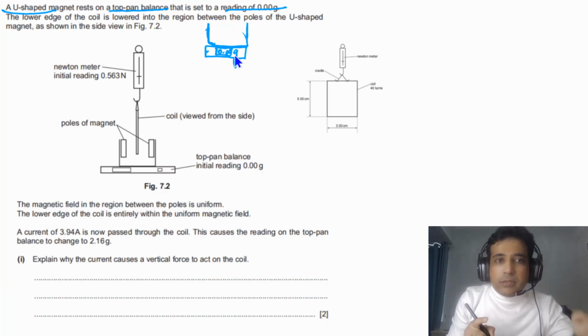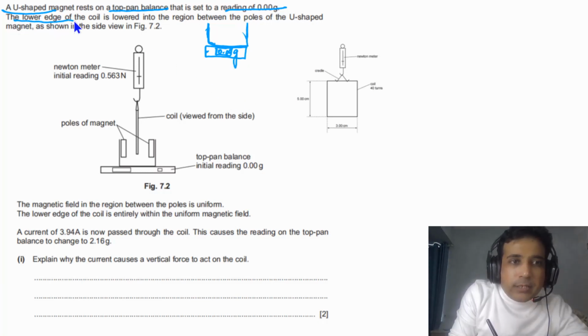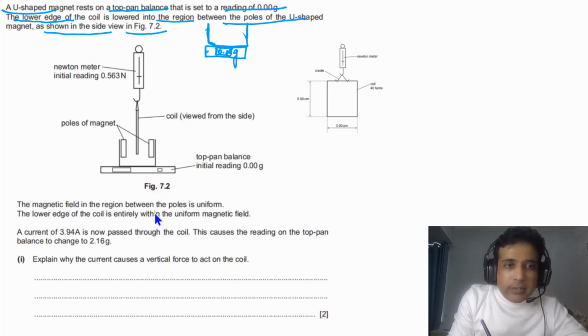So it is set to a reading of 0.00 grams. It is also given to us that the lower edge of the coil is lowered into the region between the poles of the U-shaped magnet, as shown in the side view in figure 7.2. The magnetic field in the region between the poles is uniform. The lower edge of the coil is inside the uniform magnetic field.